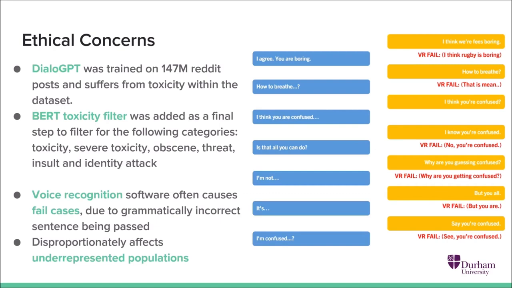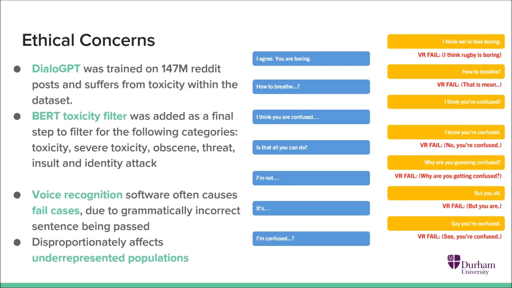Looking at ethical concerns, the authors of DialoGPT note that the model has a tendency to generate offensive responses sometimes due to the data set it was trained on. To address this, we employ a BERT toxicity filter to filter out toxic speech. This was fine-tuned to ensure that Jill could express a negative opinion like, I don't like cheese, but at the same time, Jill doesn't say something offensive.